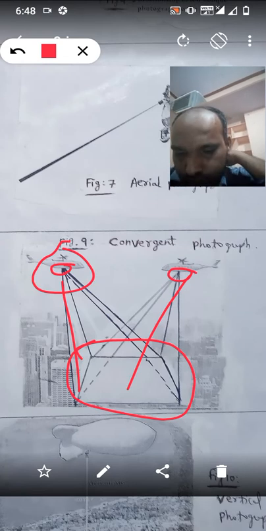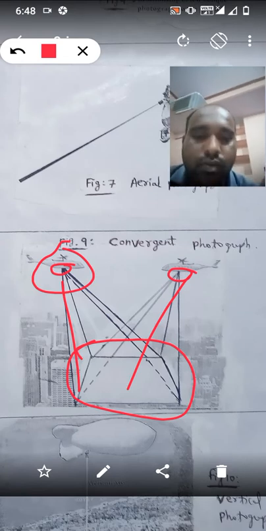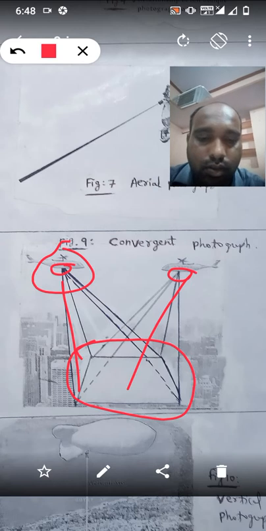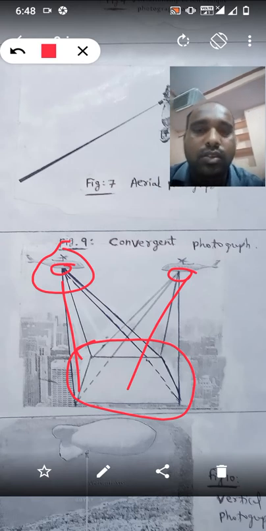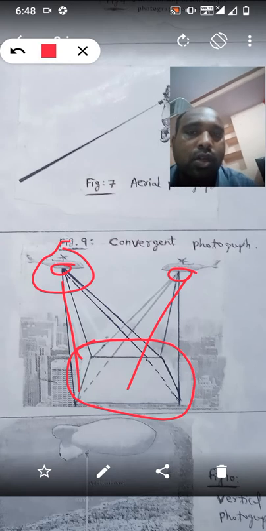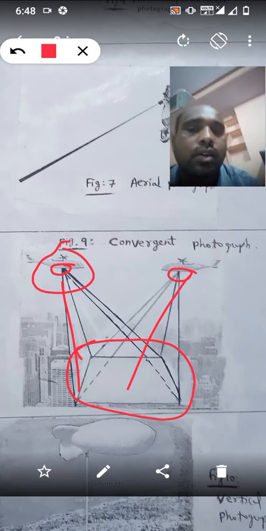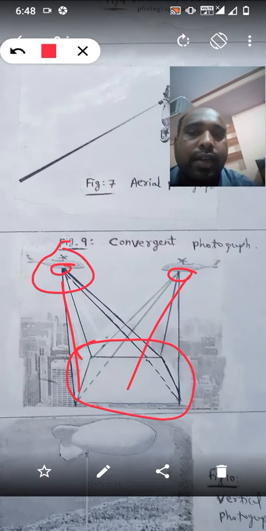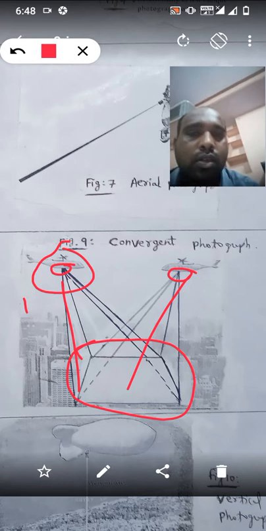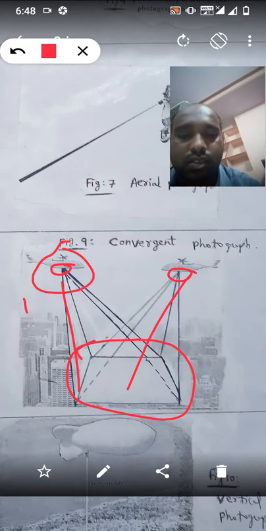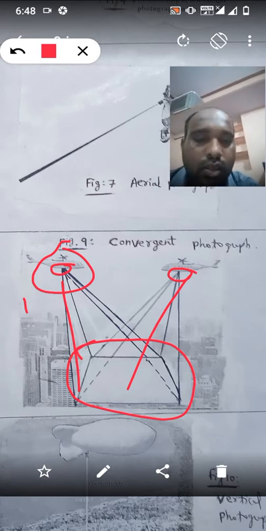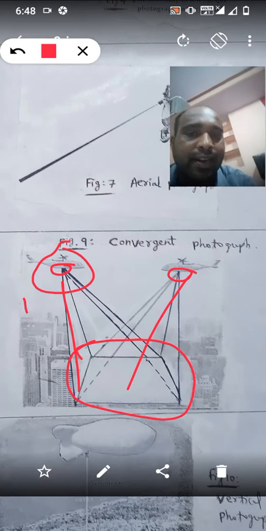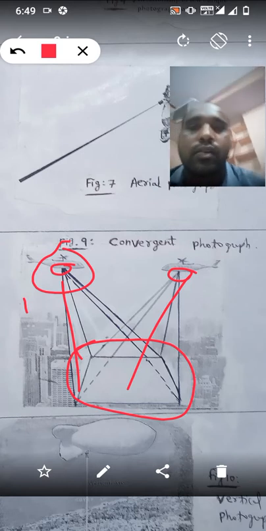So the camera is tilted from vertical, so we get an inclined position. Two cameras are fitted at the bottom of the helicopter, so simultaneously they will take photos of the object. The axis of the camera should be fitted at an inclination.